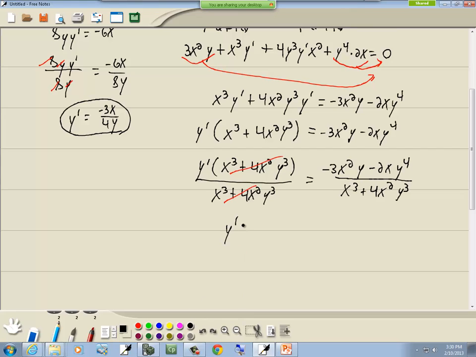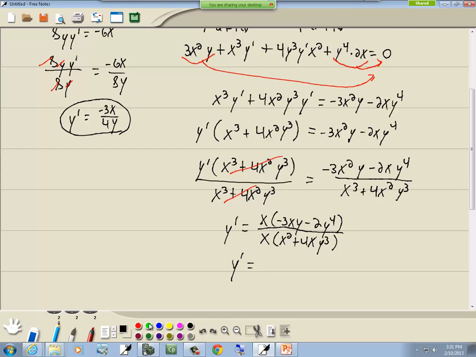Now over on the right side, I notice that everything has an x. So while I don't want to necessarily factor out all the GCF, because probably wouldn't be that beneficial to us in this case. Pulling out an x would be. So I'll factor an x out of the top, and that leaves us negative 3xy minus 2y to the fourth over, and I'll factor an x out down below, and that'll leave us x squared plus 4x y to the third.